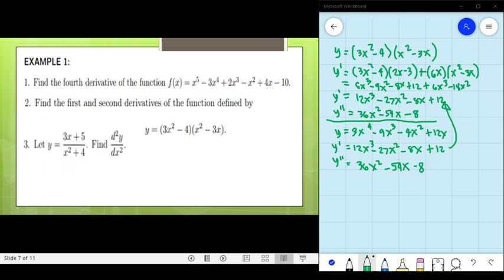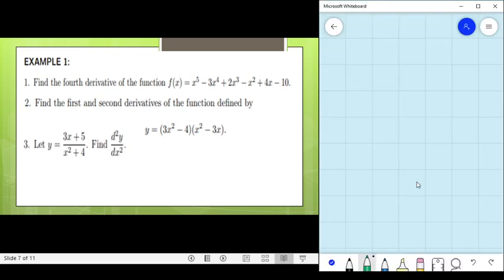What about the third one? So the third one is finding the second derivative of y with respect to x, wherein the given is y equals 3x plus 5 all over x squared plus 4. Okay. The only way we can find the second derivative for this is using the quotient rule twice.